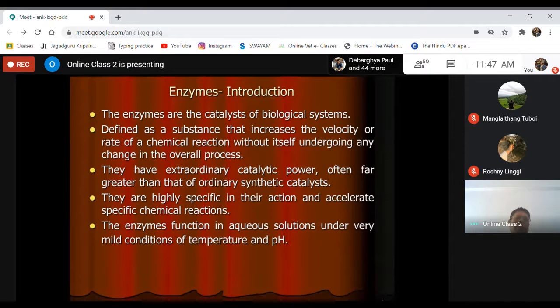Next, the enzymes function in aqueous solutions under very mild conditions of temperature and pH. So there is a specific range of pH in which the enzymes act, or a specific range of temperature in which the enzymes will be active and performing their function. Beyond that, the enzymes will not function. They cannot express their activity. It means they have a limited range of temperature and pH in which they express their activity.